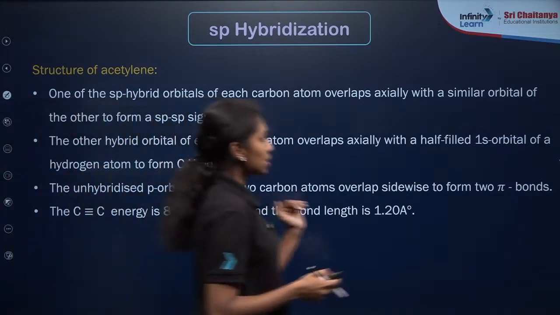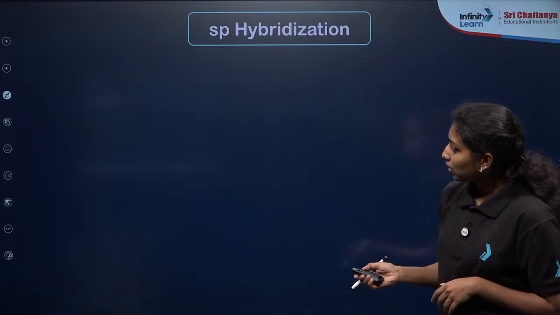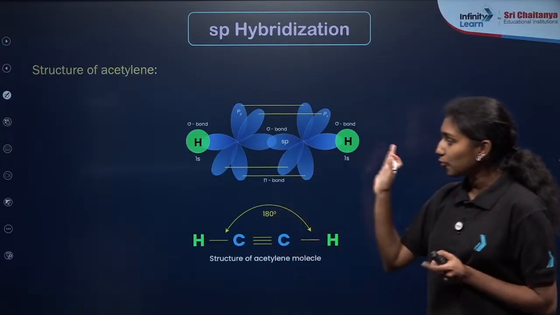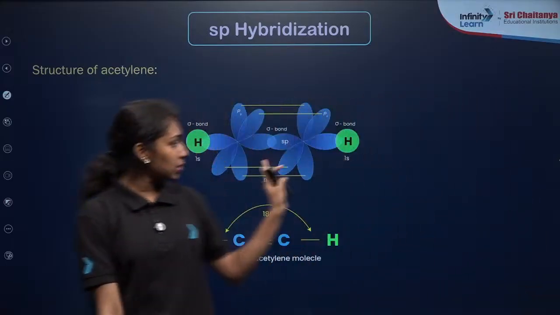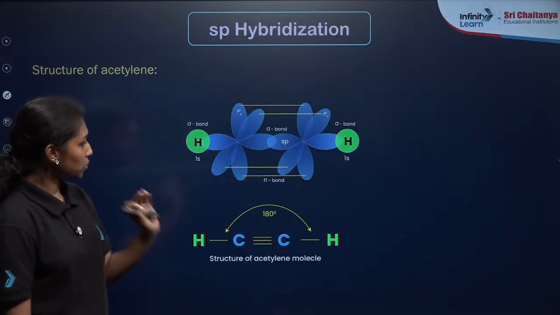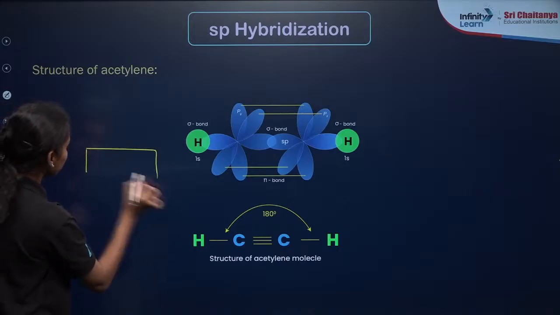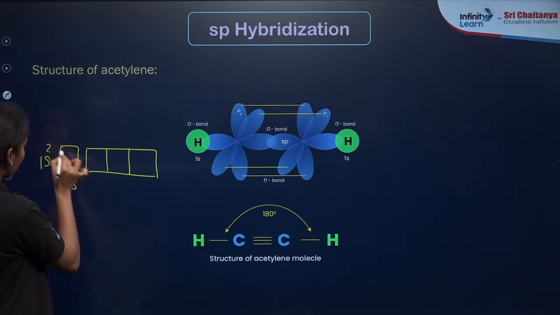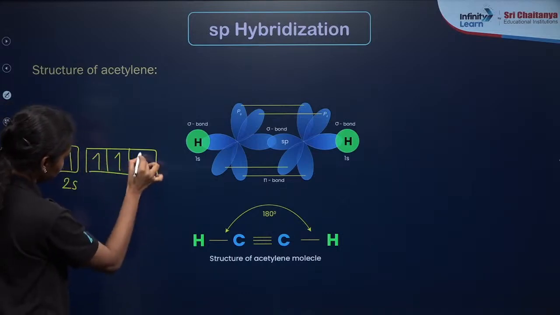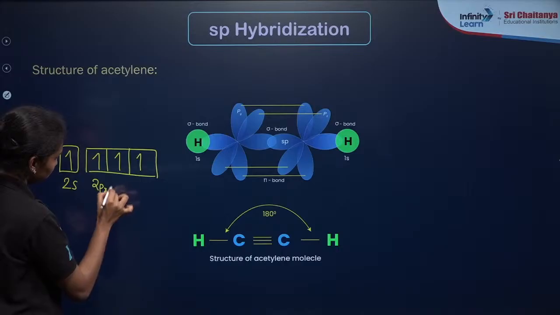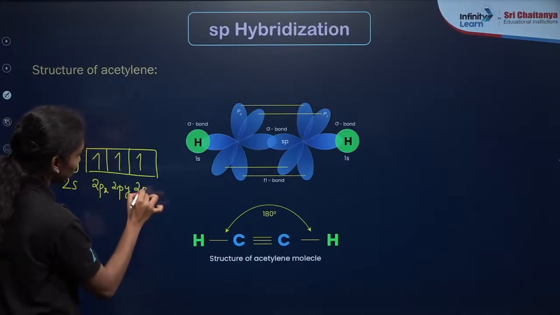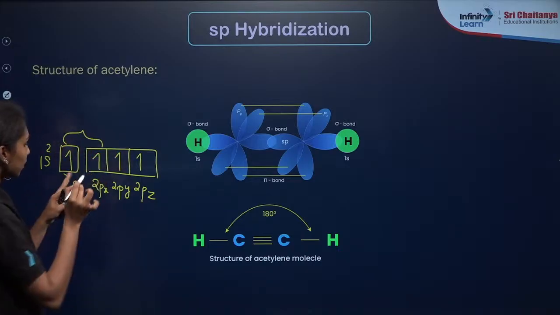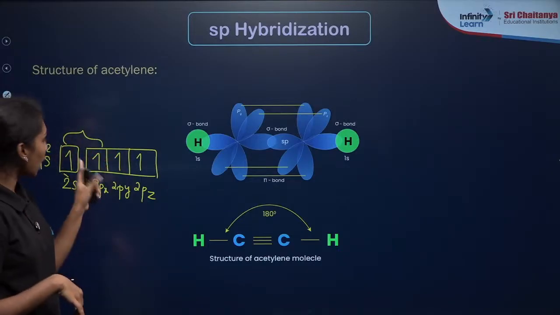Okay, now let us see the case of C2H2 molecule. This is the exact structure of the C2H2 molecule. No need to get confused here. You just want to know that this is the structure of the C2H2 molecule. As we already know, in the case of carbon there will be 3 p orbitals and a 2s orbital. In sp hybridization, one 2s and one 2px orbital will combine to form the sp hybridized orbital.